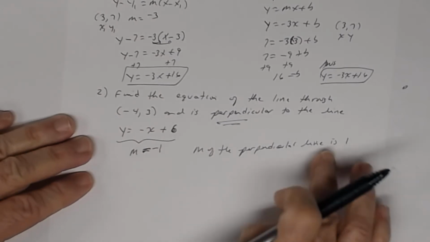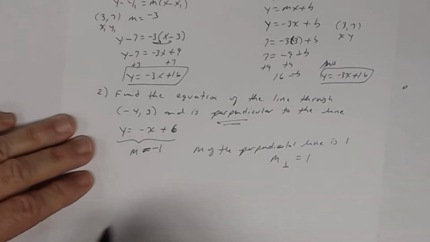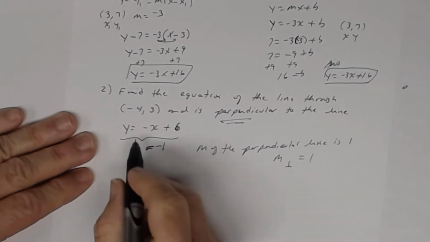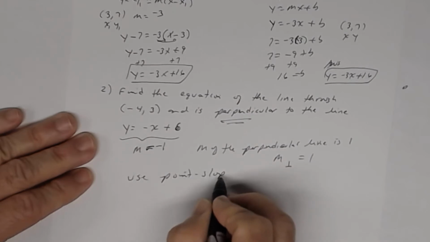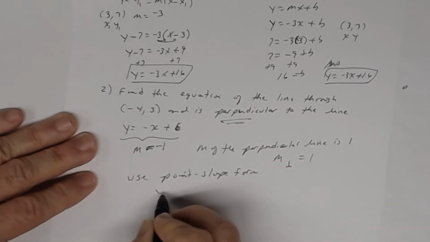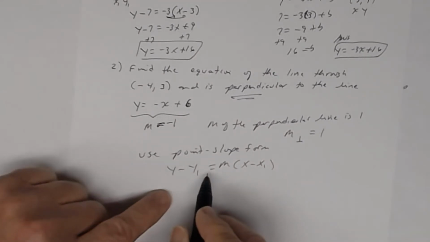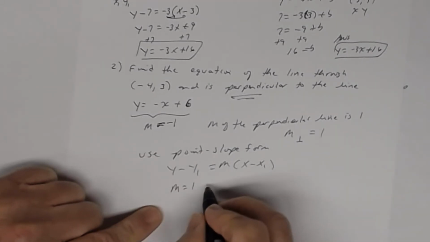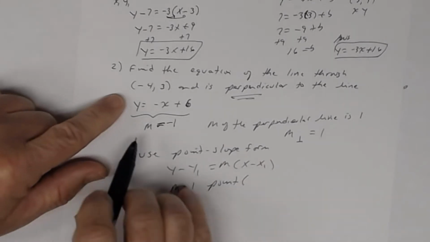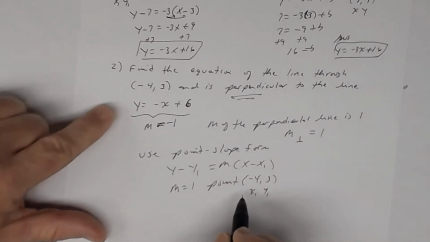Okay. So the slope, I'm going to put slope of perpendicular like this. The subscript is perpendicular. Slope of the perpendicular line is 1. Okay? All right. So now let's use point slope form. Point slope form: y minus y1 equals the slope times x minus x1. So in order to use point slope form, I need the slope, which I now know is 1, and the point, which I know is -4, 3. So there's your x1, there's your y1, and you just substitute into here.